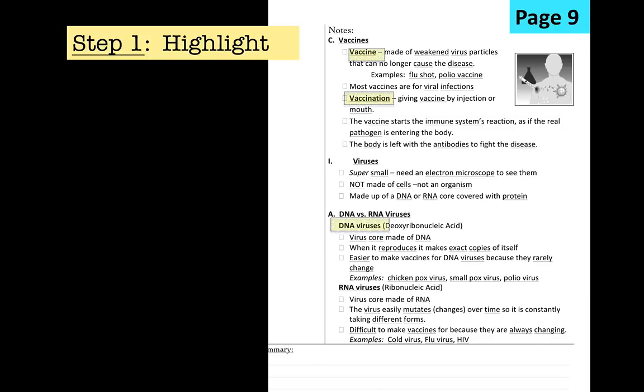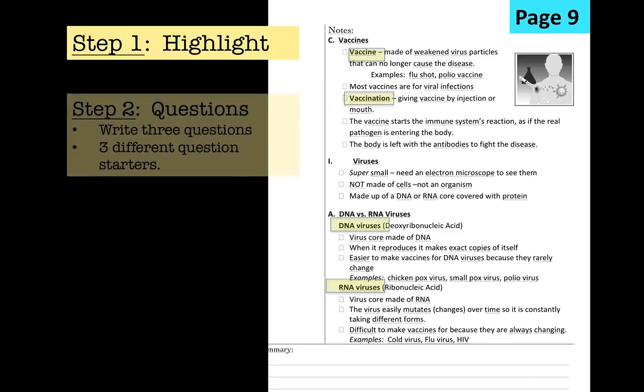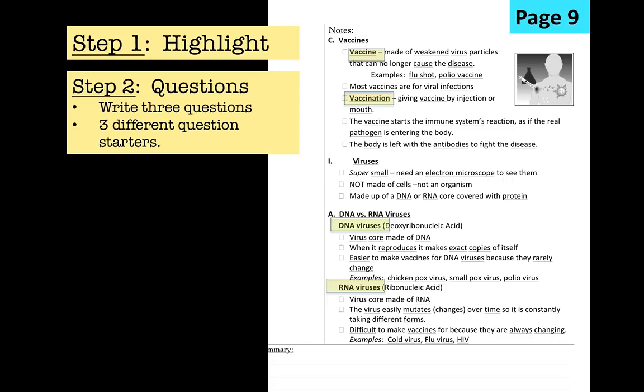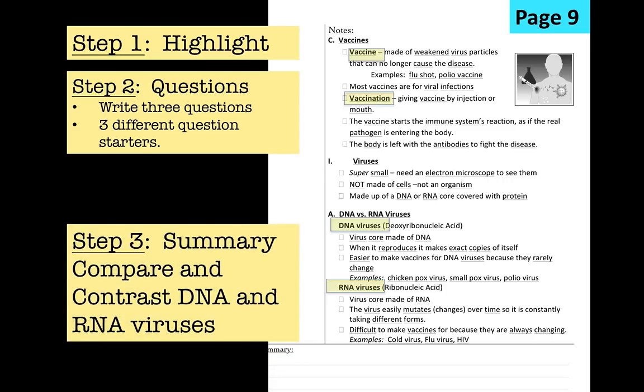Okay, so we're going to do our Cornell notes here right away. If you'll grab your highlighter and highlight your keywords here. We're going to do 3 questions with 3 different question starters. And for your summary, you're going to compare and contrast DNA and RNA viruses. You can choose to do a 3-column comparison, where you have a both column in the middle. You can do a Venn diagram. If you do that, try to make it nice and big. Or you can write it in paragraph form, explaining some things that are similar and some things that are different. Please pause the video right here until you are done writing.